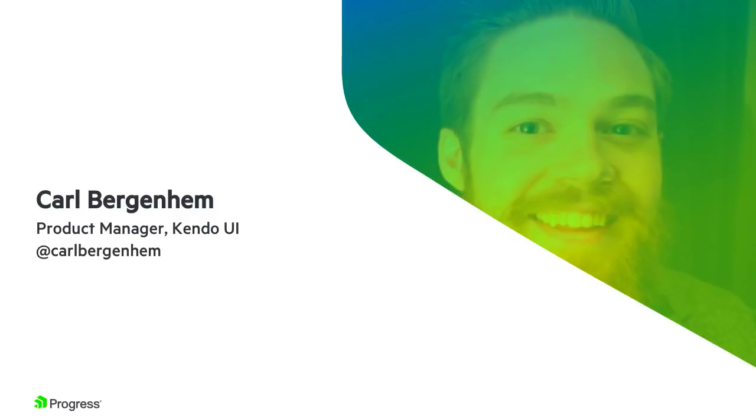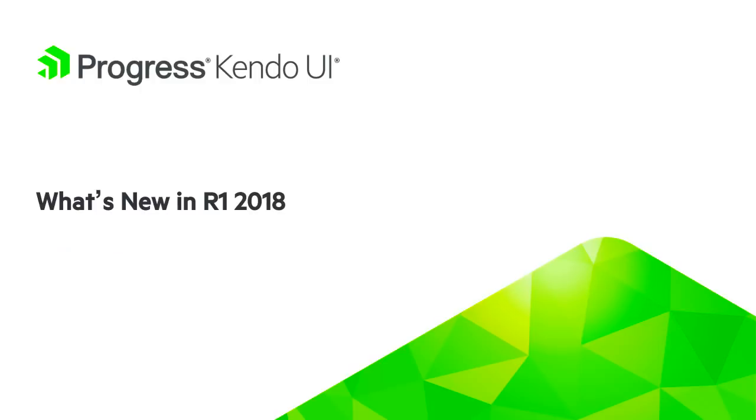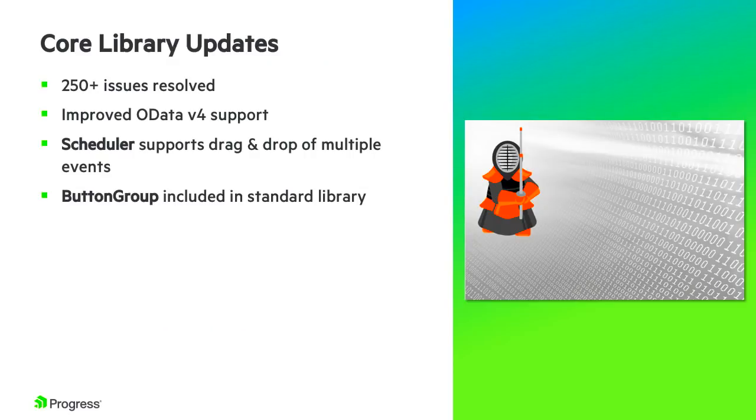Hey everybody, Carl Bergenham here, and I want to kick things off by taking a look at some of the highlights of what's new in R1 2018 with Kendo UI. Starting with some core library updates, we took a look at the backlog that we have of issues and bugs across Kendo UI, and I can say that with this release we've covered over 250 issues that we resolved, and this is a huge bug fixing effort that went through the core library and can therefore be seen in our jQuery offering, our UI for ASP.NET MVC offering, and our UI for ASP.NET Core offering as well.